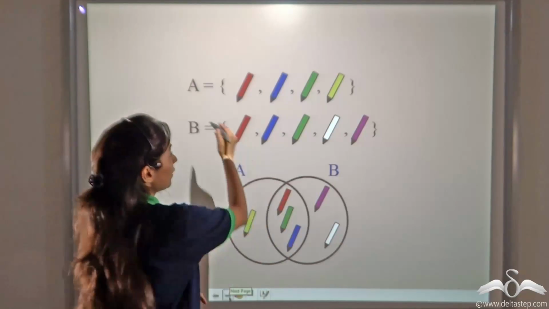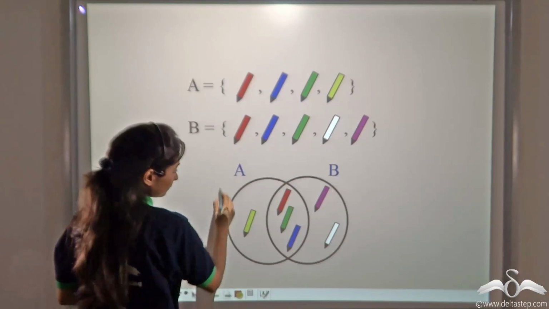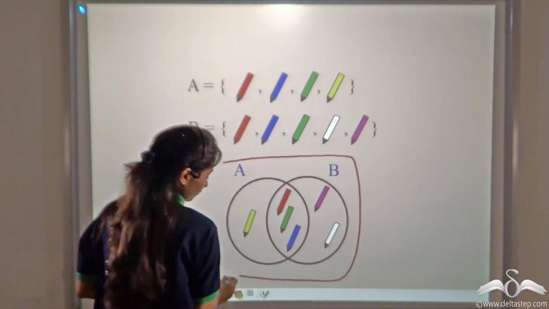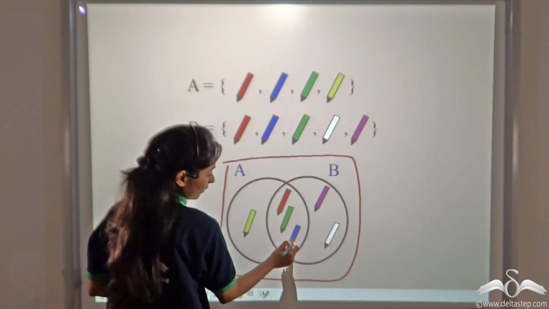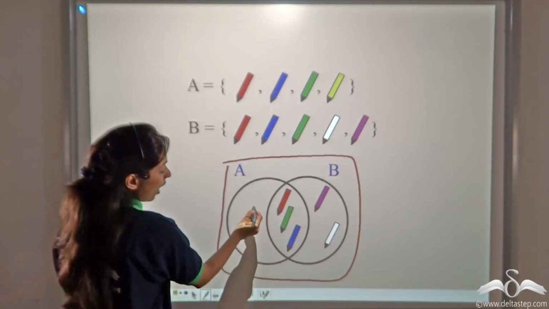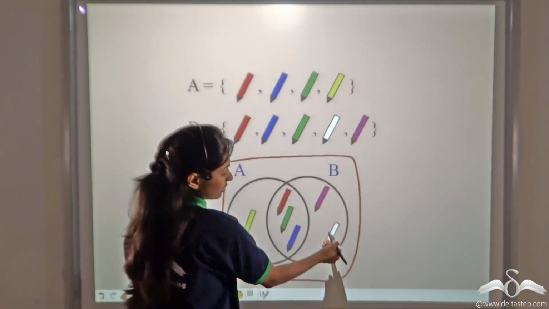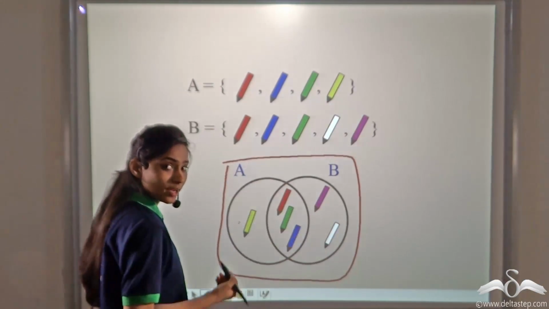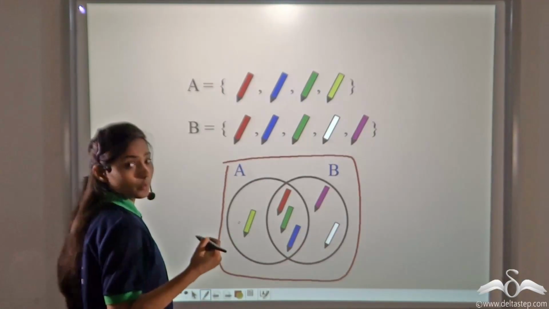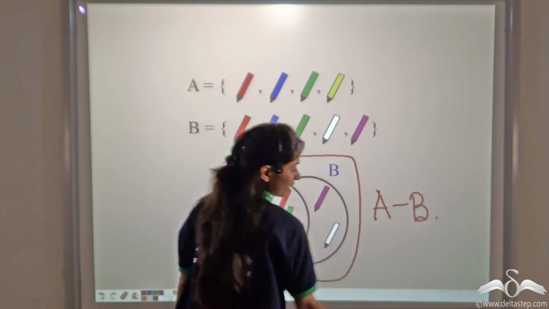So now let me arrange these in sets. So this is the Venn diagram I am getting, where red, blue and green pens belong to me as well as my friend, and I have a distinct yellow pen which my friend does not have, and my friend has a white and purple pen which I don't have. Let's start with, say, set A minus B. How will you find it?